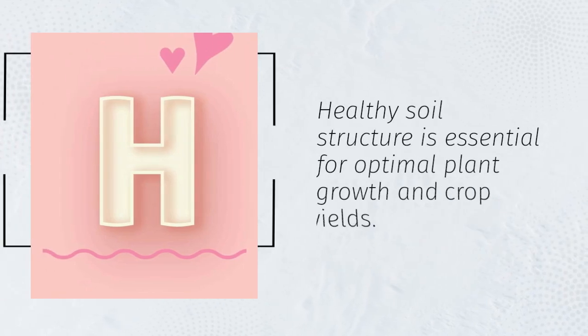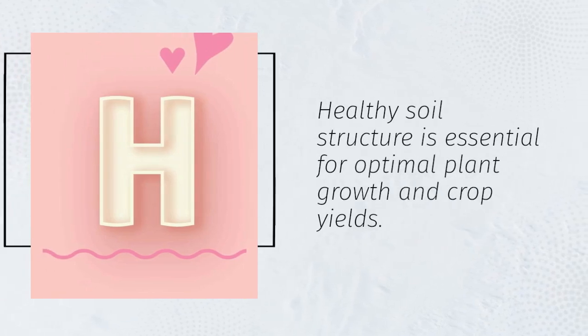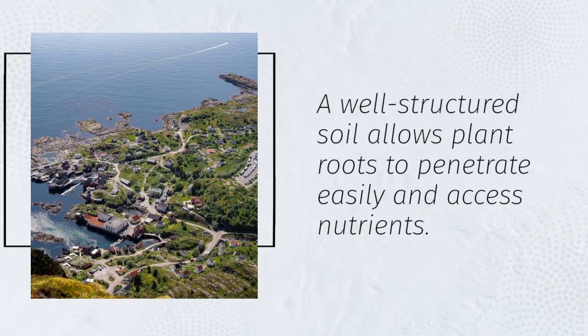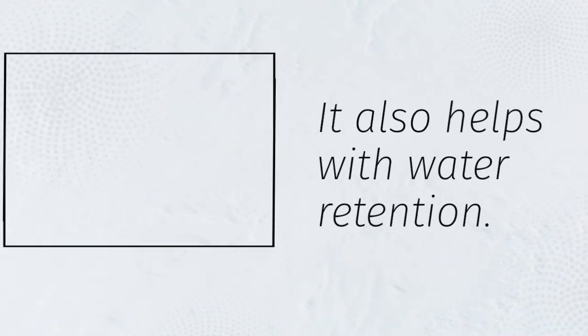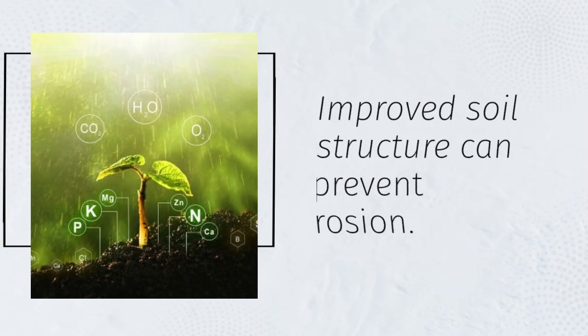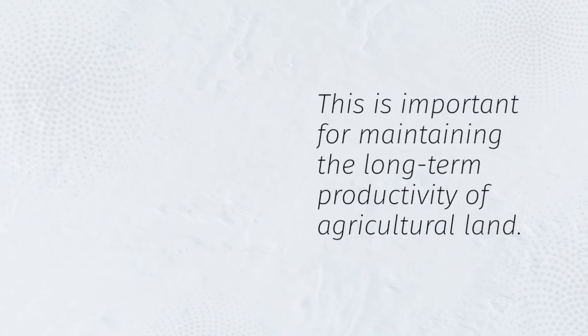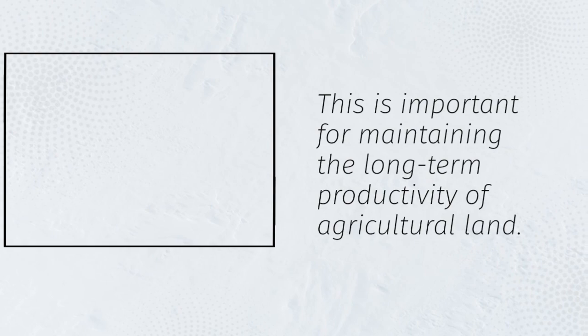Healthy soil structure is essential for optimal plant growth and crop yields. A well-structured soil allows plant roots to penetrate easily and access nutrients. It also helps with water retention. Improved soil structure can prevent erosion. This is important for maintaining the long-term productivity of agricultural land.